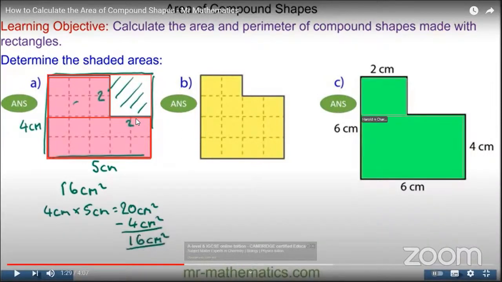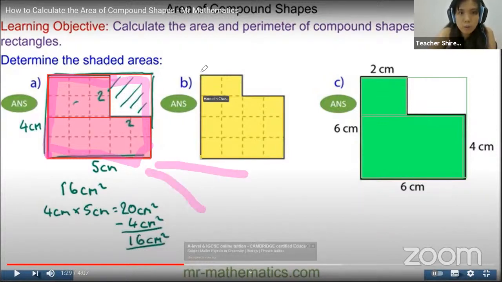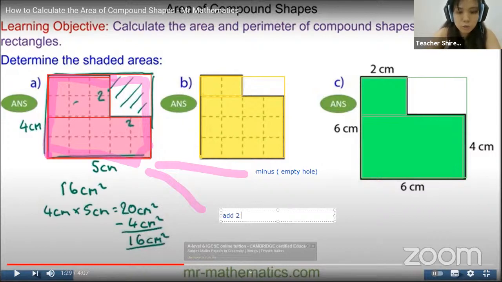Okay, so you see here. Basically, you see here, I can't take the entire thing because there's a hole. So there are two methods to do that. One is you take the entire thing and minus the empty one. One method is minus the empty hole, or the other one is add the two rectangles.